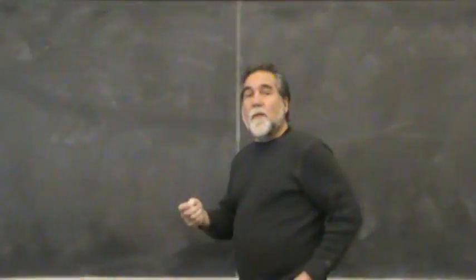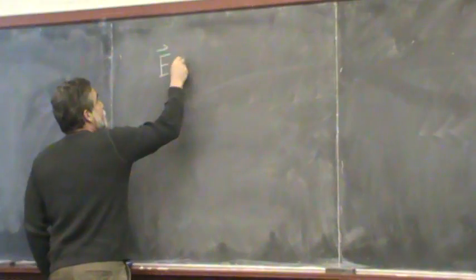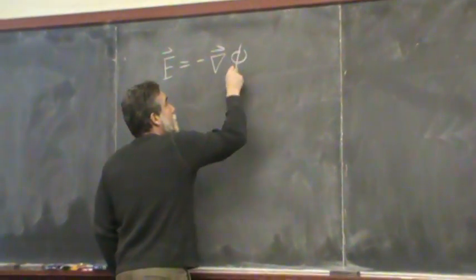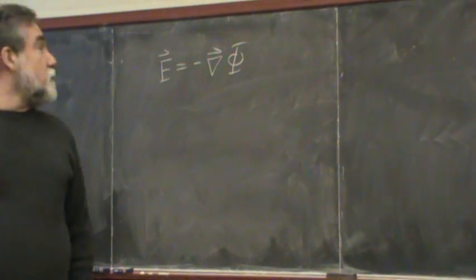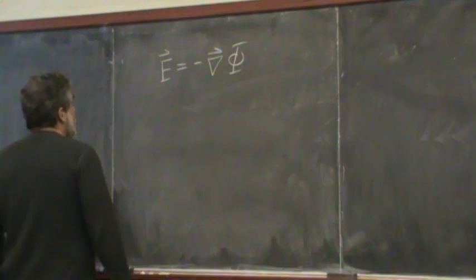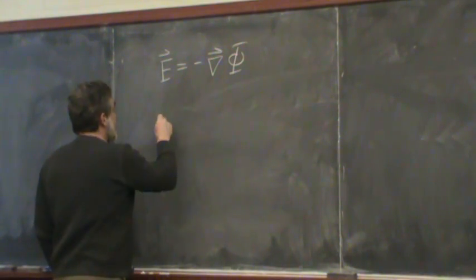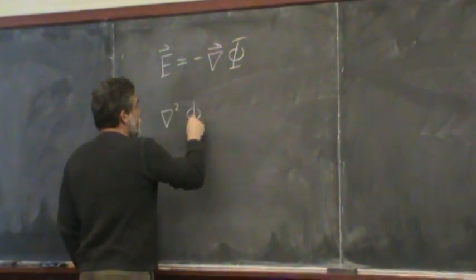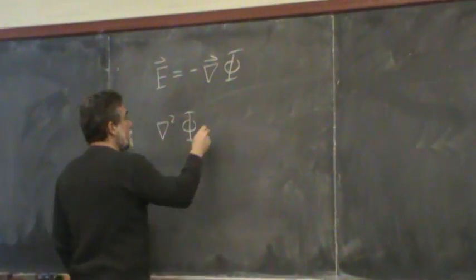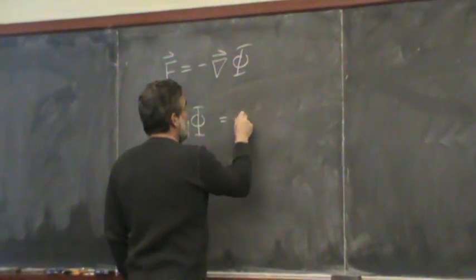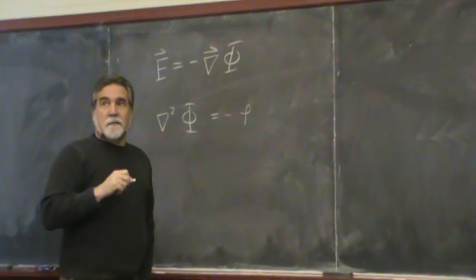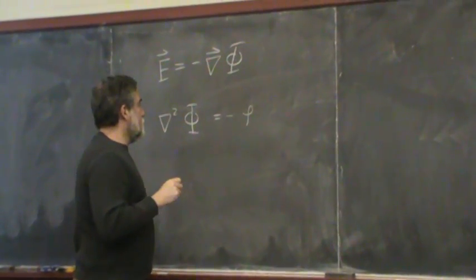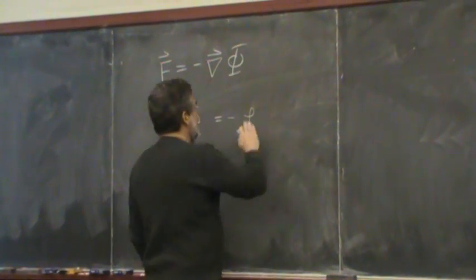So, what we had last time around was that we showed that the electric field is the gradient of a scalar function, what we call the potential. And from this follows the fact that del squared phi, the Laplacian operating on phi, is equal to minus 4 pi rho.